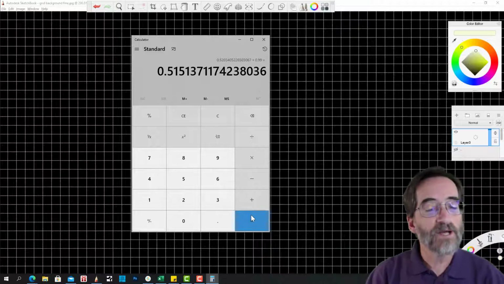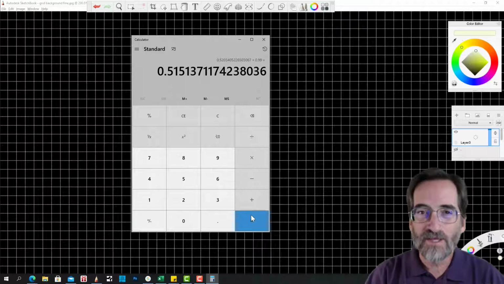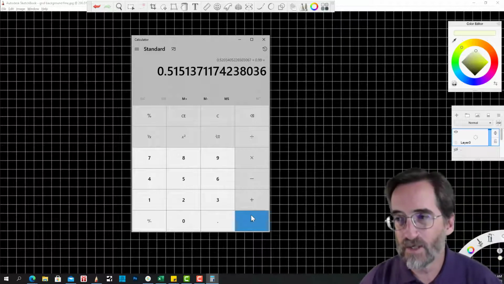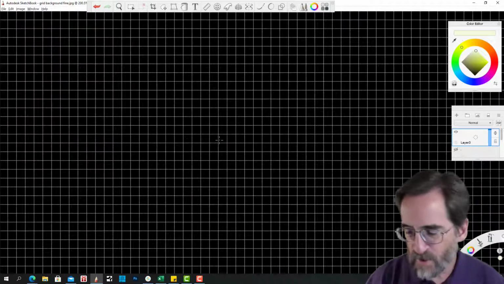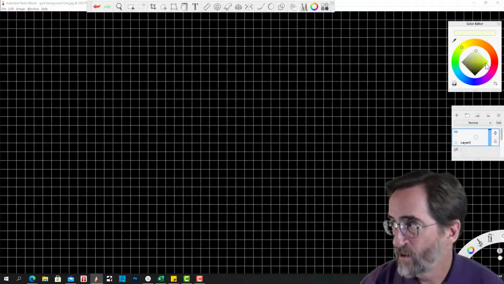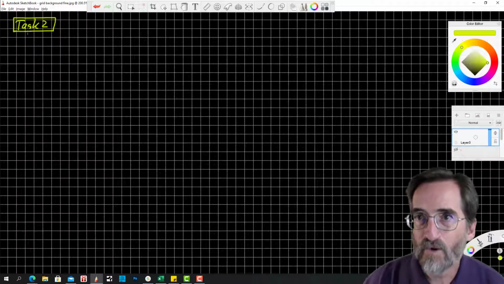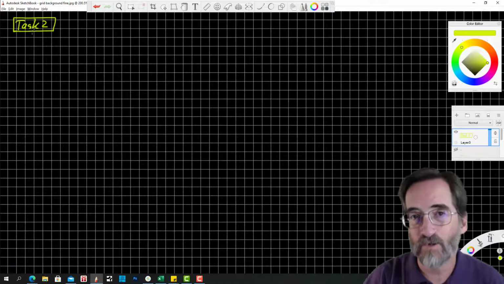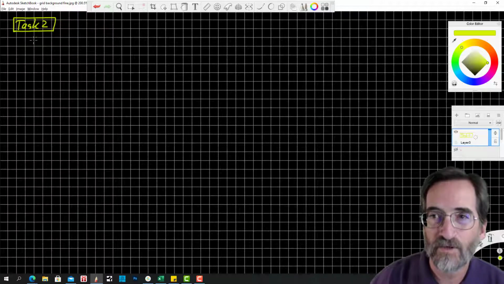So when my growth factor is bigger than 1, that represents exponential growth. When my growth factor is less than 1, that represents exponential decay, shrinking, getting smaller instead of getting bigger. Okay, so here's a scenario. This is task 2. So head your paper, task 2. Okay, now I'm going to use some numbers as examples. I want you to create your own numbers and do your own calculations. Okay, your numbers are going to be different than mine.